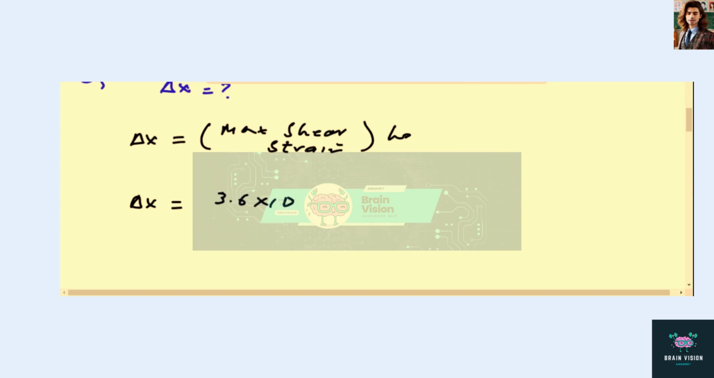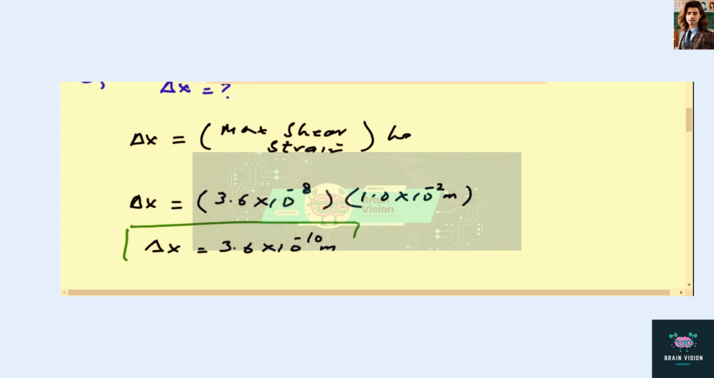3.6 multiplied by 10 raised to power minus 8 into L naught, which is equal to 1.0 multiplied by 10 raised to power minus 2 meter. So from here we can write this deformation as delta x is equal to 3.6 multiplied by 10 raised to power minus 10 meter. So this is the answer to part C of this problem.